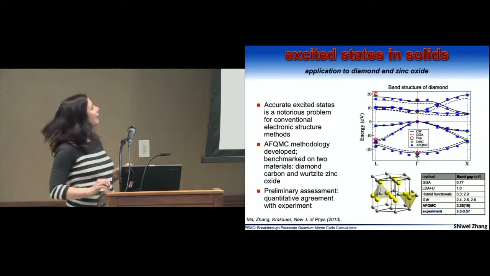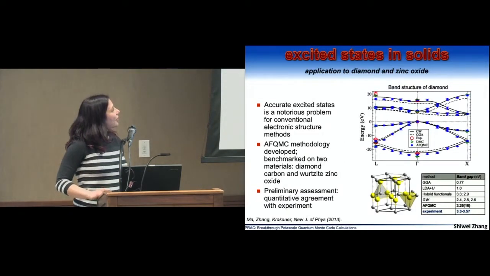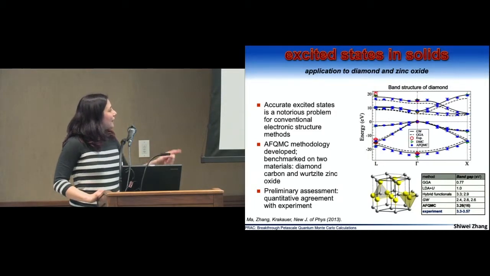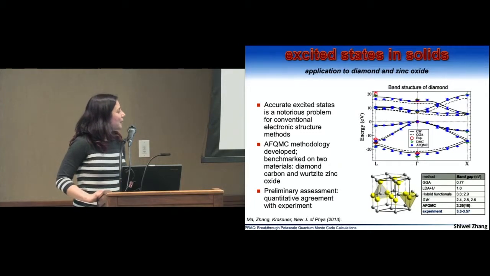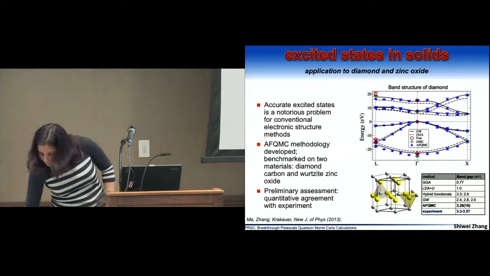And lastly, that auxiliary field approach, where we're really trying to actually even move past conventional QMC accuracy, get a little bit further. We're able to calculate band structures for materials like diamond and zinc oxide once again. And our preliminary work is showing that we're getting very good agreement with experiment on a lot of this.